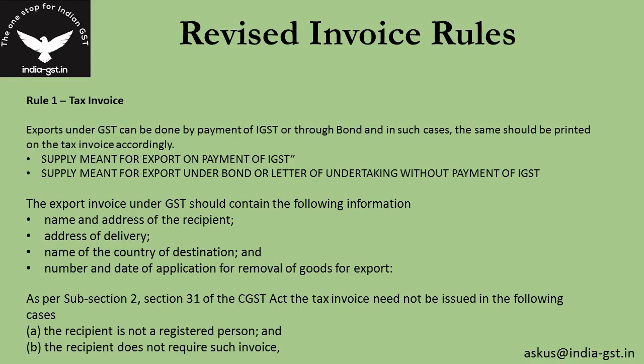As per subsection 2, Section 31 of the CGST Act, the tax invoice need not be issued in the following cases: A. The recipient is not a registered person, and B. The recipient does not require such invoice.